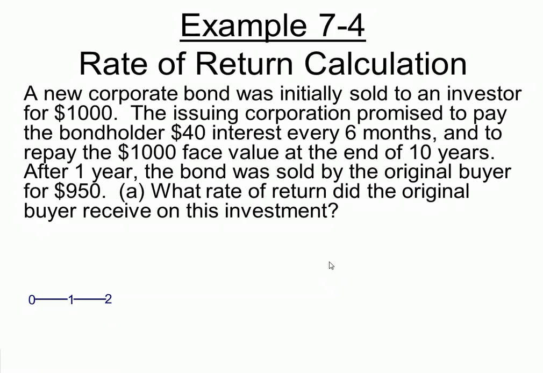So we're gonna plot this. This is two 6-month periods. So we have two time periods that represent 6 months, because of course, remember, we get an interest payment every 6 months, and then at the end of the first year it was sold back.